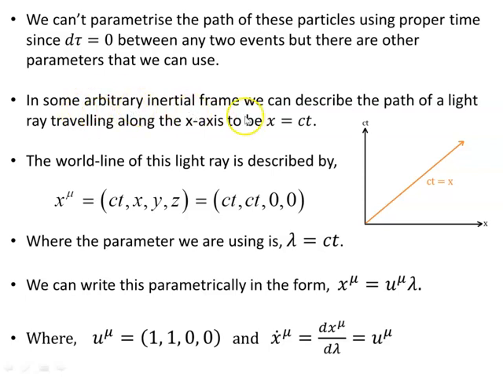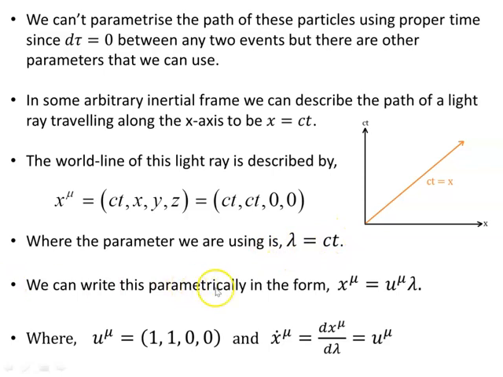In some arbitrary inertial frame, we can describe the path of a light ray traveling along the x-axis as x = ct, in a space-time diagram plot here, with y and z directions suppressed. Now, the world line of this light ray is described by its coordinates x^μ = (ct, x, y, z) in Minkowski space. The first component is ct, the second component x = ct, so ct goes here as well, then 0, 0, because there is no motion in the y or z directions. The parameter we are using here is λ = ct.